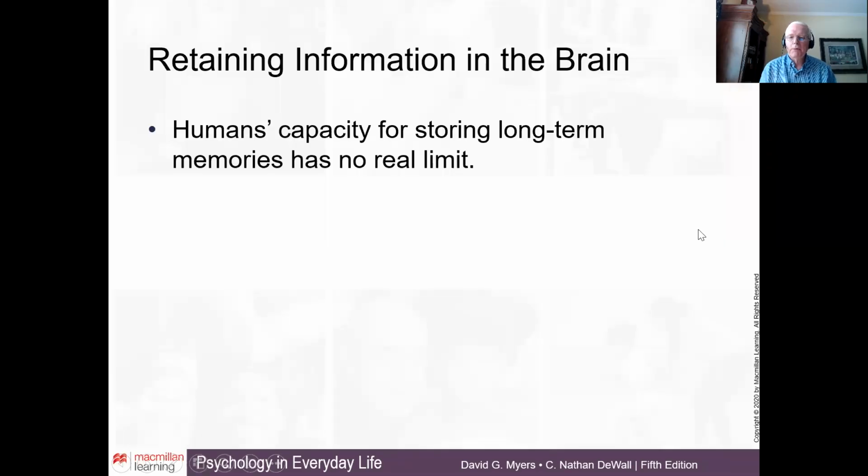One aspect of our memory that to me is truly amazing is that we have no real limit to our long-term memory storage capacity. To me, this is incredible. We can learn new things throughout our entire lives, and we never run out of space to store that information. Now, as it turns out, explicit and implicit memories are processed and stored in our brain in different ways.